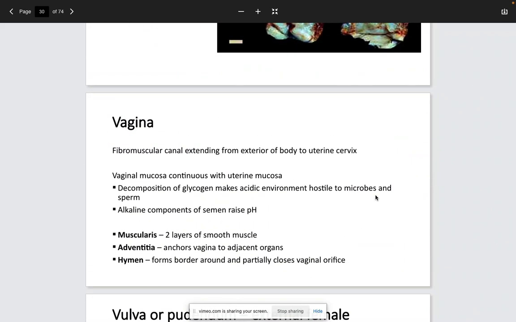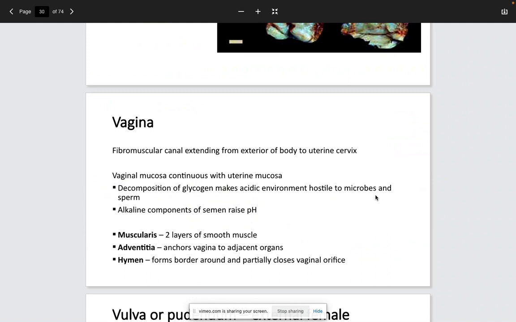Let's begin talking about the vagina. The vagina is going to be a fibromuscular canal extending from the exterior of the body to the uterine cervix. Again, we know this. This is going to be the entry of where sperm enters in. The sperm will enter in through the vagina, into the cervix, into the uterus, through the fallopian tubes, and then will meet the egg for fertilization.